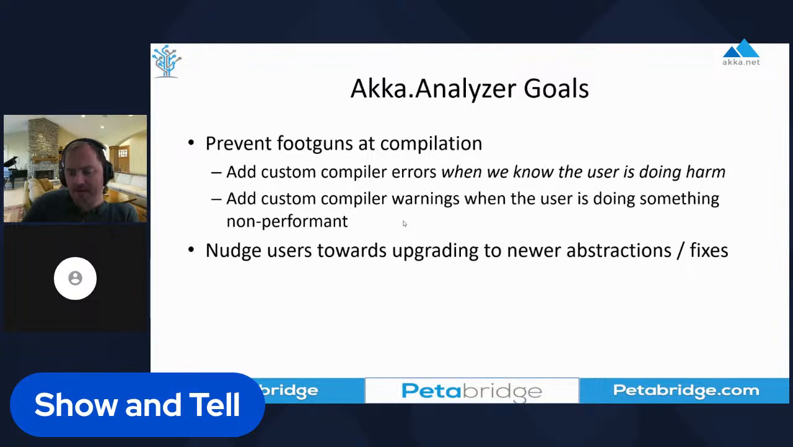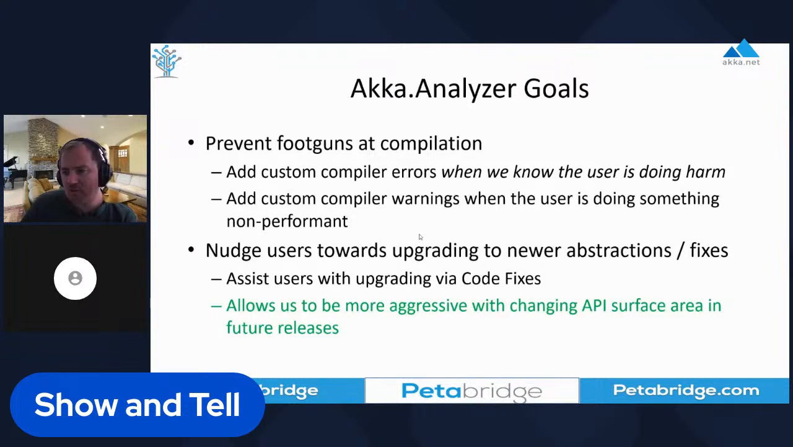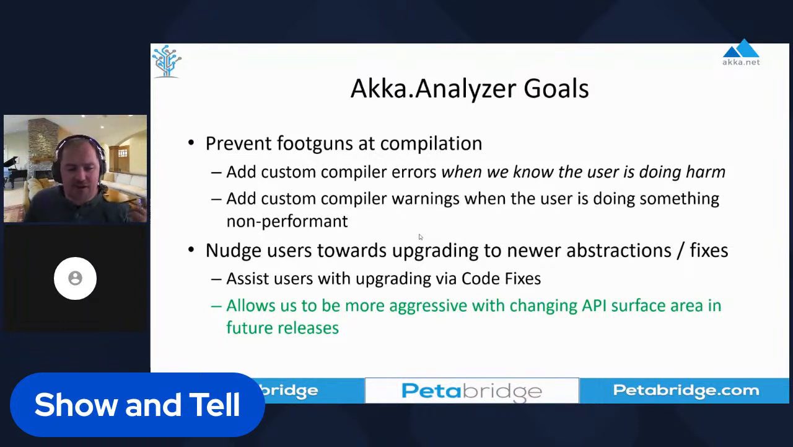The other really big benefit, and this is part of a bigger strategy for Petabridge and for Akka.net, is being able to use Roslyn analyzers to nudge users towards upgrading to newer abstractions and newer APIs. This is designed to facilitate helping users upgrade from one set of older APIs to another. And provided that users start adopting versions of Akka.net that have these code fixes and analyzers built into them, this will allow us to start getting more aggressive with changing the API surface area in future releases.